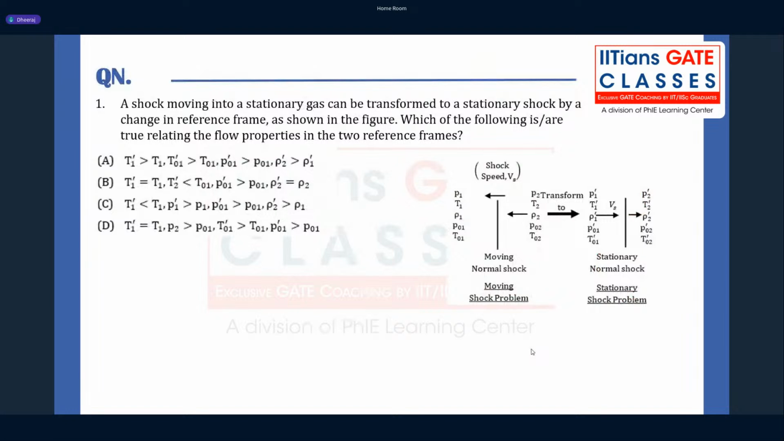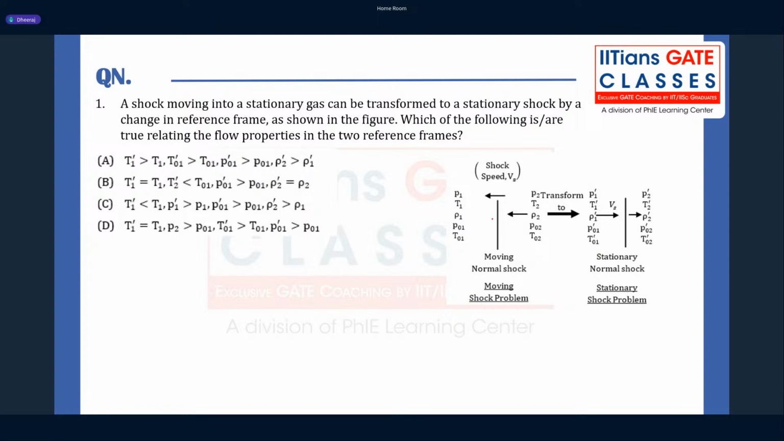And we'll see some problems related to this moving shock problem. This is a previous year question, and it was a nice question, and many people had some ambiguity solving it. That's why I have taken it up. They are saying a shock moving into a stationary gas can be transformed to a stationary shock by a change in reference frame, as we have seen before also. Which of the following is or are true relating the flow parameters in the two reference frames?